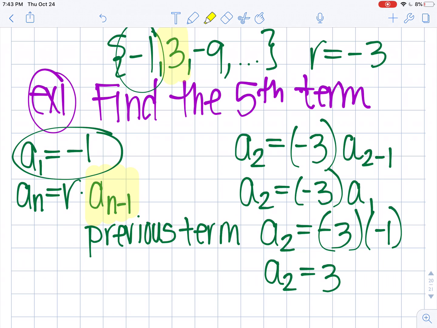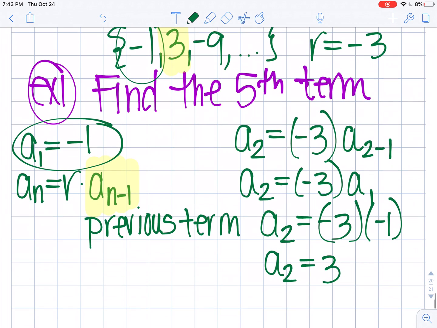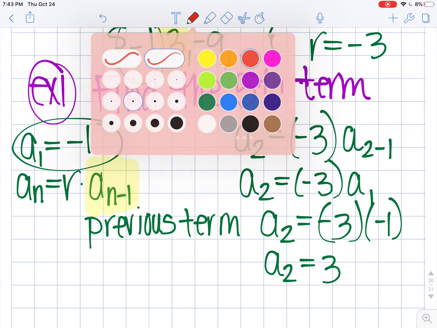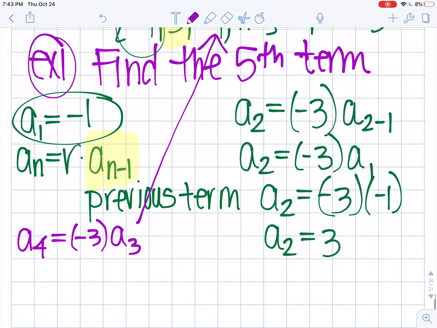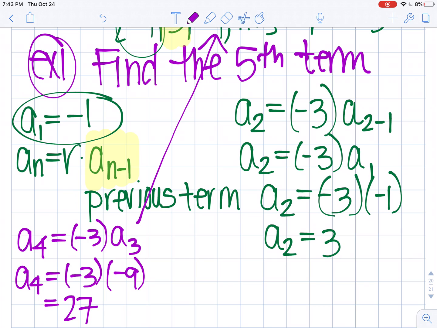So we want to find the fifth term. To find the fifth term, though, first we have to find the fourth term. So we're going to use our formula. I'm going to say that a sub 4 is equal to my common ratio times my third term. We know my third term all the way up here is negative 9. So a sub 4 is equal to negative 3 times negative 9, which is positive 27. So my fourth term is equal to 27.